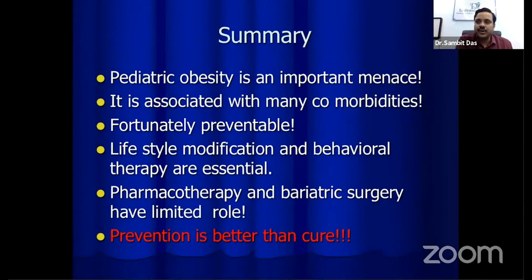Pediatric obesity is an important menace. It is associated with many comorbidities. Fortunately, it is preventable. Lifestyle modification and behavioral therapy are very essential. Pharmacotherapy and bariatric surgery have limited role. Prevention is always better than cure. So we should do prevention rather than getting a treatment for pediatric obesity.